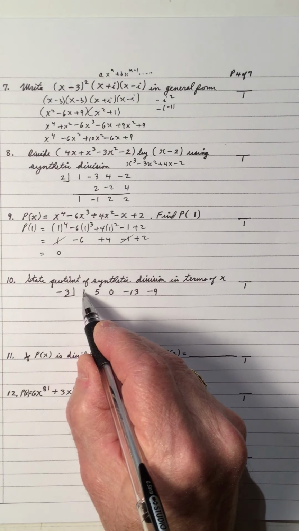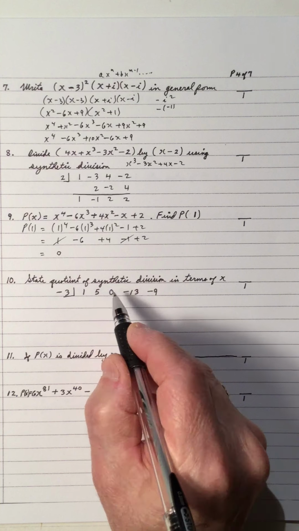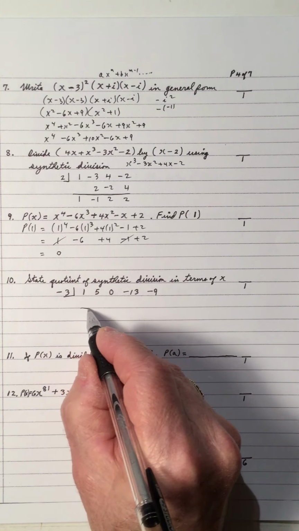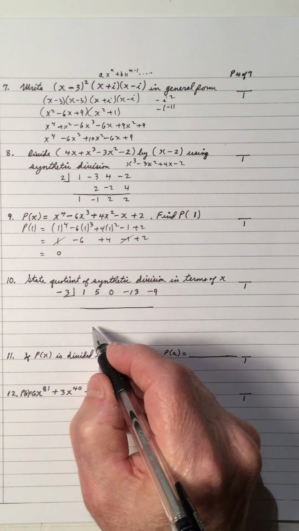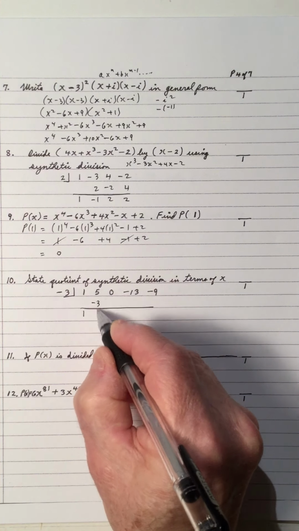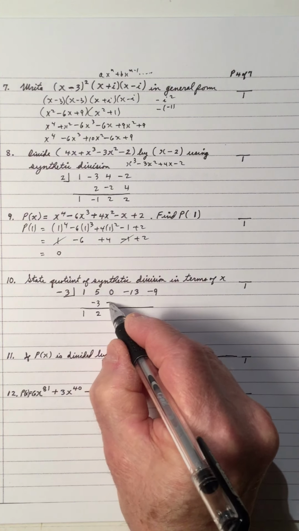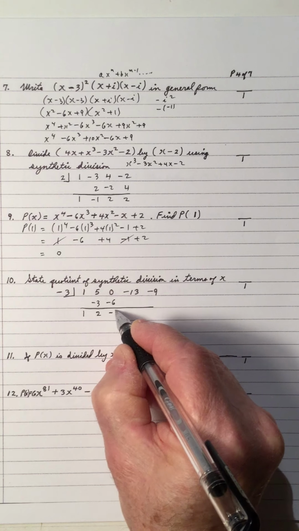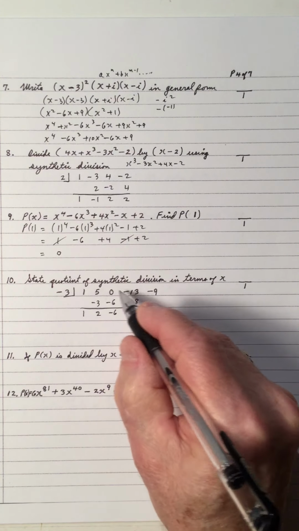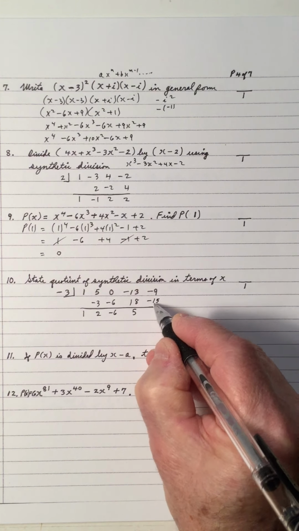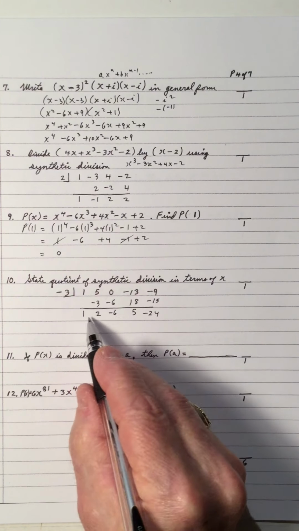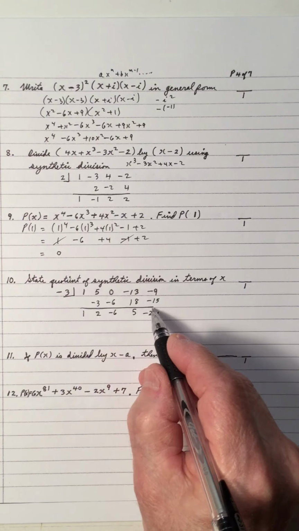So this is 1x to the fourth plus 5x cubed plus 0x squared minus 13x minus 9. So when I find a quotient, bring down the 1, multiply, negative 3, add 2, multiply, negative 6, add, negative 6, multiply, 18, add, 5, multiply, negative 15, add, negative 24. So the quotient is this part here, and this is your remainder.